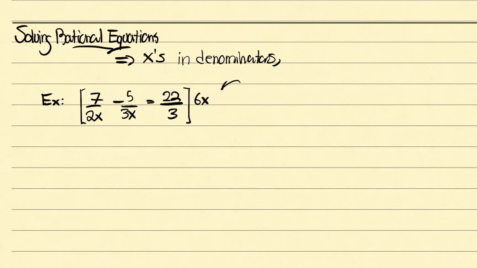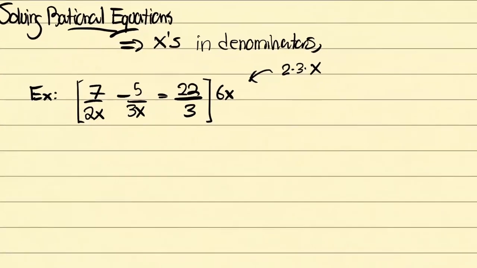You could think of this as 2 times 3 times x. Those are all of the unique factors of every denominator. But the trick is, I need to multiply 6x through the entire equality, right? Not just the left side, not just the right side, but the entire side. So that's why I put these big parentheses out in front and multiply by 6x. So now I'm going to distribute the 6x.